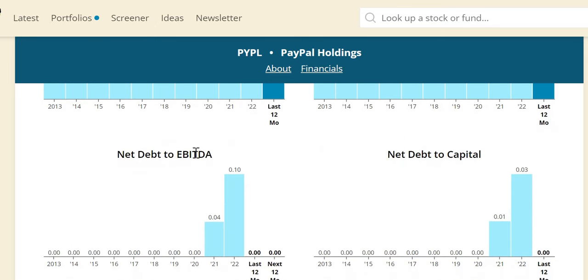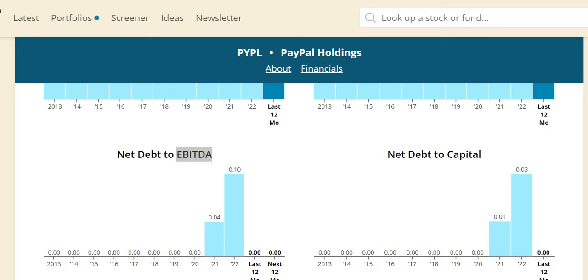Net debt to EBITDA, earnings before interest, tax, depreciation, amortization, shows us two things. One, the balance sheet strength, and secondly, dividend safety. However, PayPal don't currently offer those dividends, but do let me know in the comments below if you do believe they should start. 2022 then is saying that it'll take them 0.1 year to pay off all of their debt net of cash on hand. 2023 at zero means that it wouldn't even take them one day, so a very strong balance sheet.